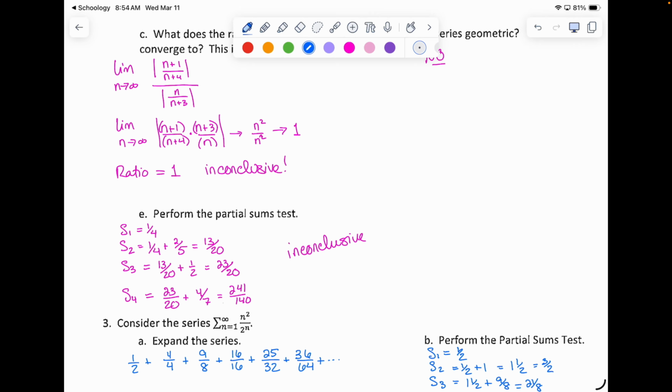Okay, let's talk about 3, and then after 3, we'll take a brain break. So I expand the series, which was interesting because we're squaring on the top, right? 1, 4, 9, 16, 25, 36. And then we are doing powers of 2 on the bottom. 2, 4, 8, 16, 32, 64.